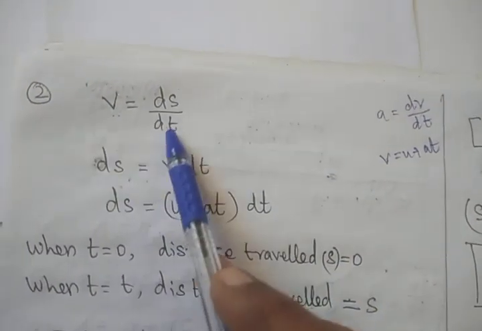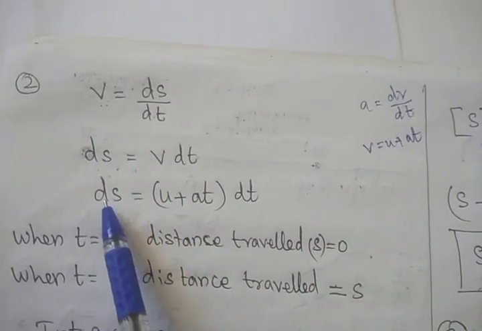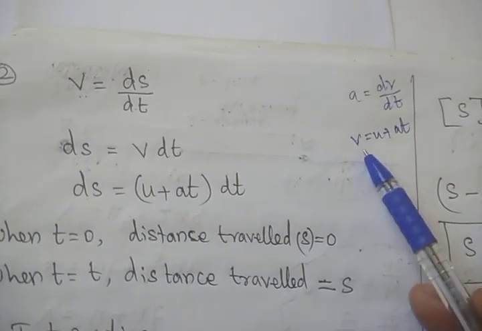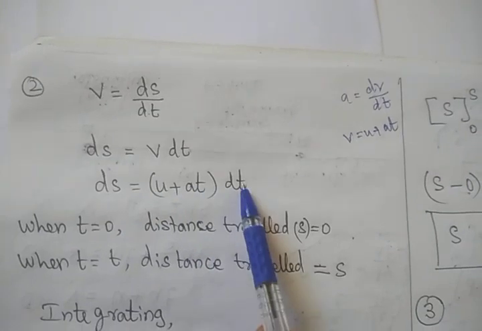So that is for a uniformly accelerated body. You bring this t here, so v into dt is ds. In ds, instead of v, we have to substitute the previous equation, v is equal to u plus at here. So ds is equal to u plus at into dt.